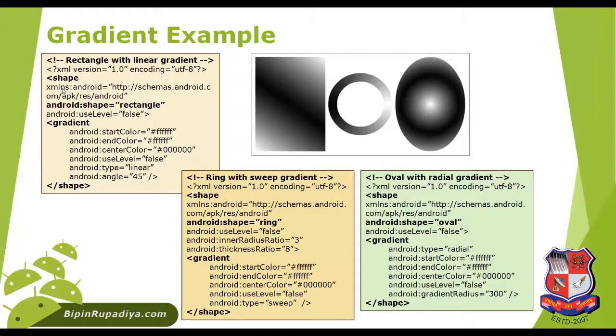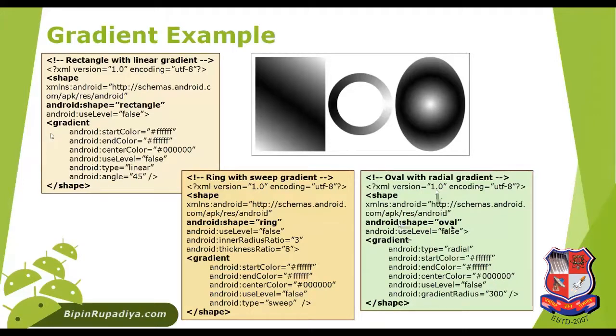In a shape, you need to change the type of that shape. Just see here, we have specified rectangle for the first shape, here it's a ring for the second shape, and here it's an oval for the third shape. And remember, these three boxes are three separate XML files we are creating in our drawable directory. So don't write the entire thing in a single file.